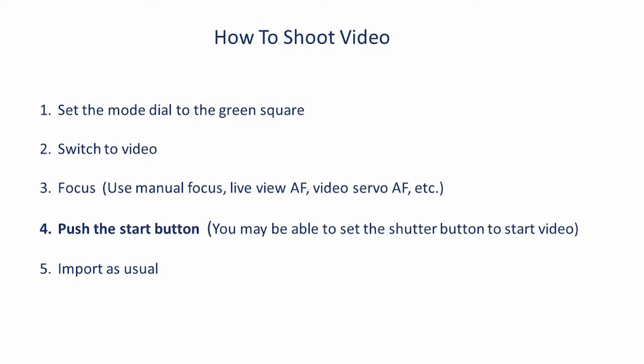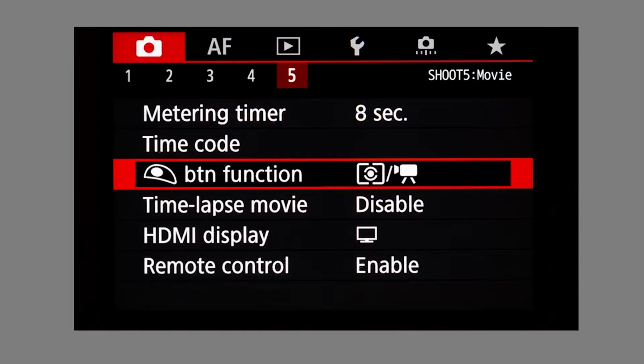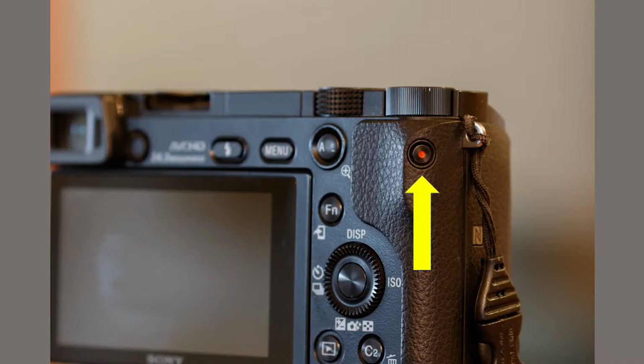Once you get it focused, you'll push the start button. Canon has start written on their start button just in case you have not read the manual. Canon, you can also program the shutter button to start the video. Nikon's got a button with a little red dot on it. Sony has the same thing.